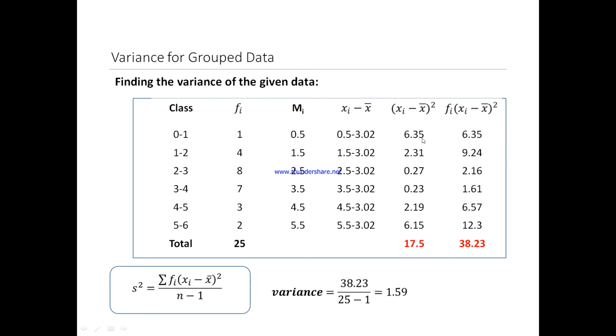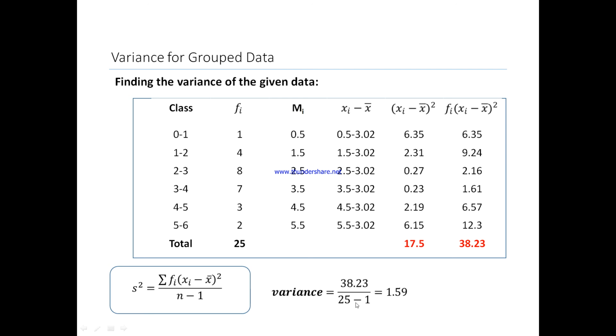And then you have to multiply this squared value with the frequency. That is 3.02, 6.35 by the frequency 1, 2.31 by the frequency 4, and then you have this column, xi minus x bar squared multiplied by the frequency. And in this column you have to take the total, that is 38.23. So that would be your numerator in this variance equation, 38.23. And here n is the summation of the frequencies, that is 25.